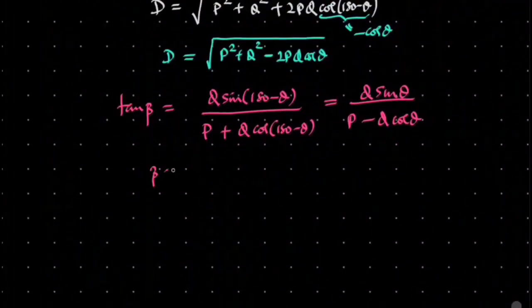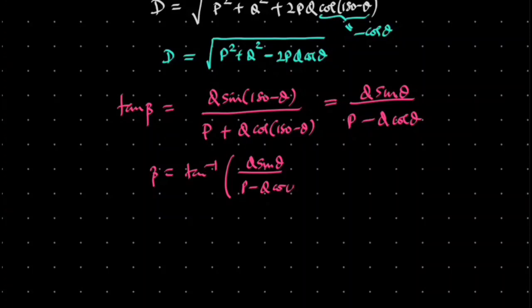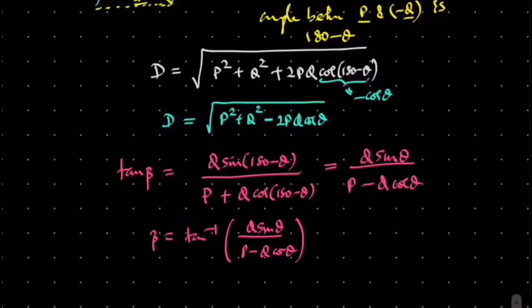Now beta is equal to tan inverse of q sine theta over p minus q cos theta. Now what we're doing is unnecessary. This is the thing that you need to know, and which you can easily remember, and the idea behind it.